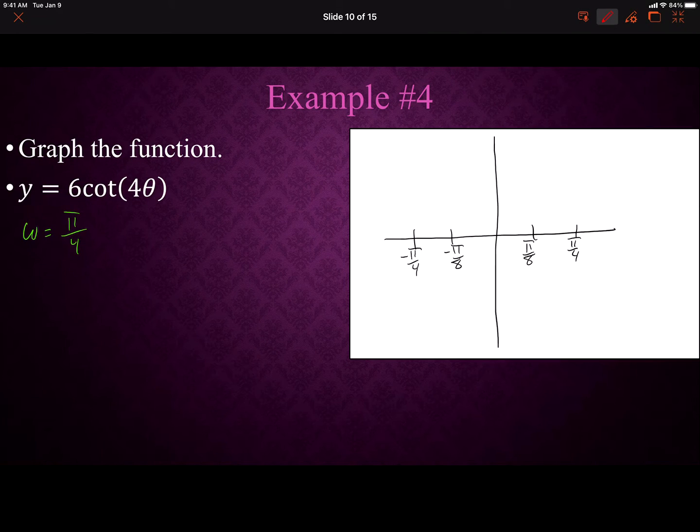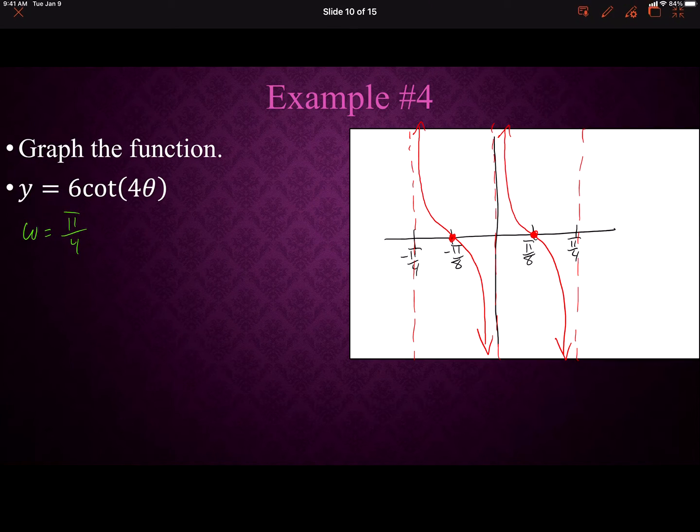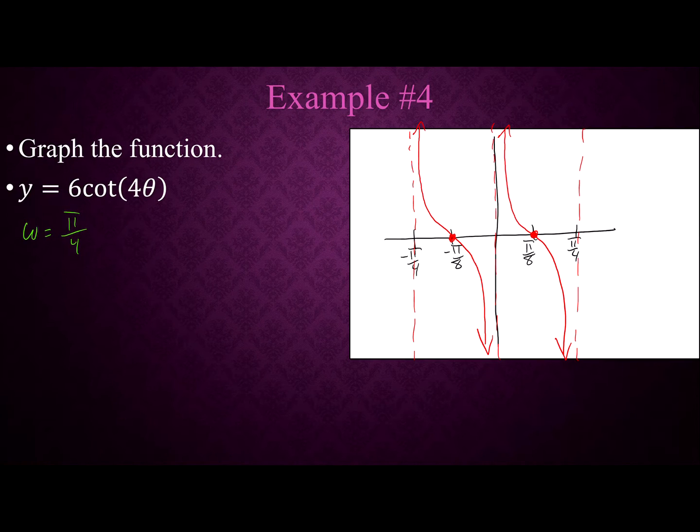Our vertical asymptotes are going to occur at those endpoints and the one in the middle on the y-axis, so at those full period values and the y-axis. And then our midline points occur again in the center of that. Cotangent's shape is downward as long as a is positive, so it's going downwards, and same thing on the other side. So those are just your basic tangent and cotangent graphs.